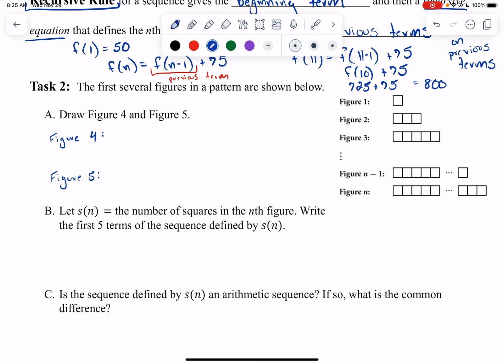First, let's see if we notice a pattern. This first one has only one block in it. This next one has the one block plus 2 more, so it's got 3. So I take this one and add 2 more to get to that one. What about this one? It takes the previous 3 and adds 2 more, which gives me 5. So we're adding 2 each time. So figure 4 is going to have the 5 blocks.